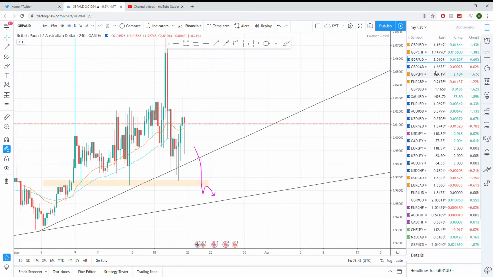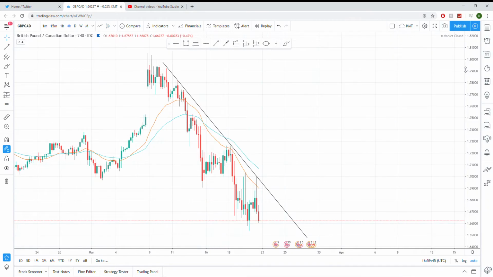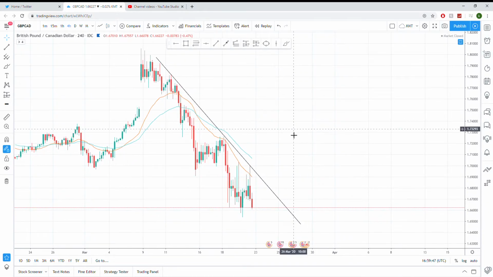So now moving on to GBP CAD, we obviously got to look at the market through the sentiment. So we had a huge gap on the opening. Eventually we filled this.